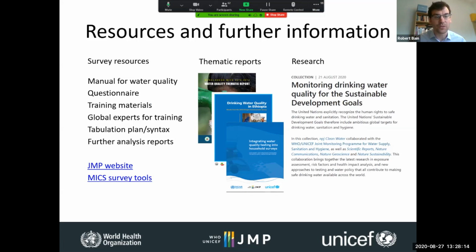There are also thematic reports which delve into the survey results in more detail than the main reports which you would get for these multi-topic surveys. Here are examples of those, including one which should be released in the next week or so. We've also been supporting further analysis of the water quality findings, and there was a collection of research articles in the journal npj Clean Water, which includes more in-depth studies looking at the findings from Ecuador and from DPRK as well.